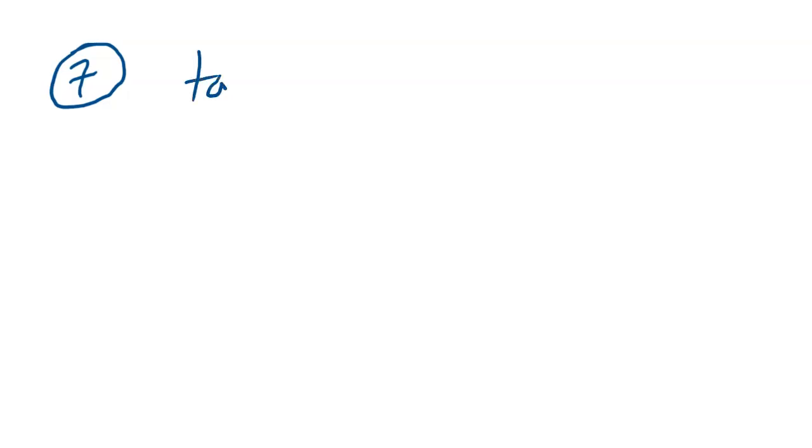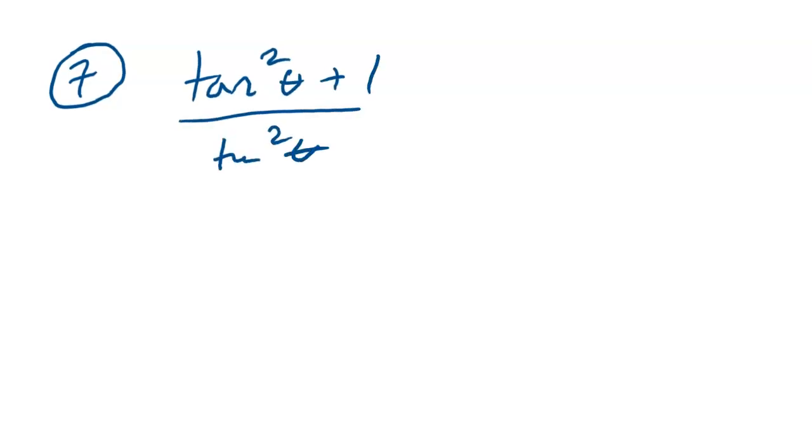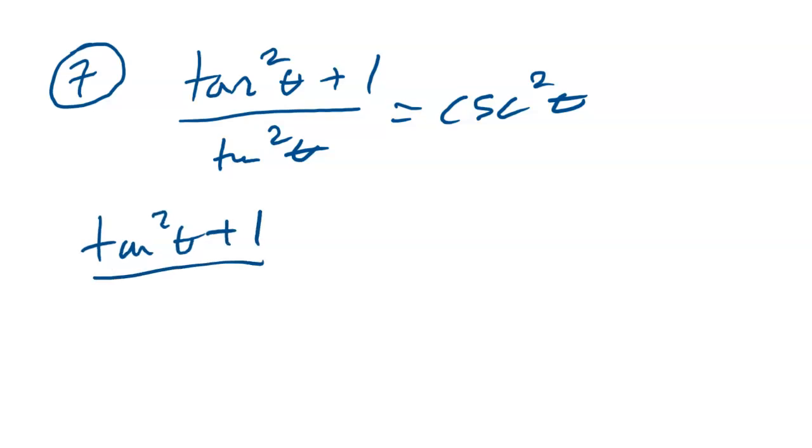Tangent squared theta plus 1 over tangent squared theta equals cosecant squared theta. And let me restate this: there's not one correct way of doing this. Technically, you can get everything into sines and cosines and go to town, and maybe that'll be easier. I don't know, but I'm going to go left-hand side, obviously, maybe.